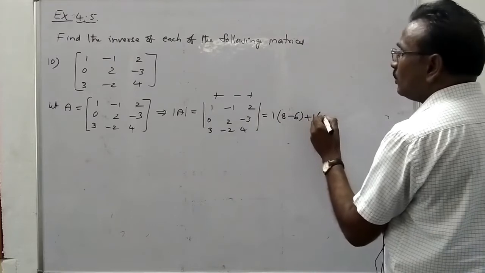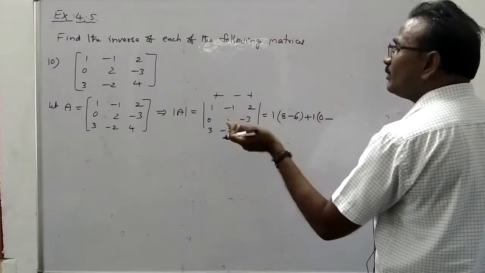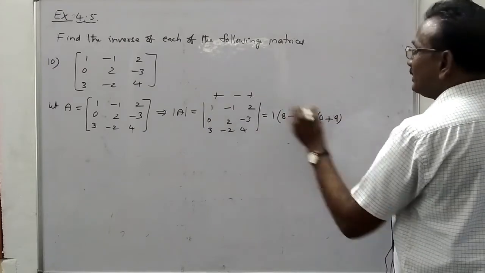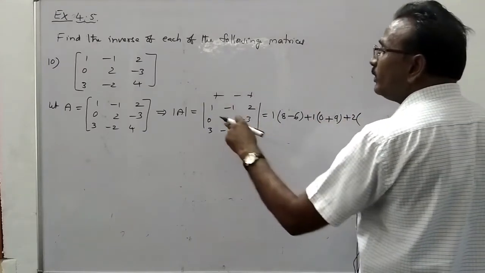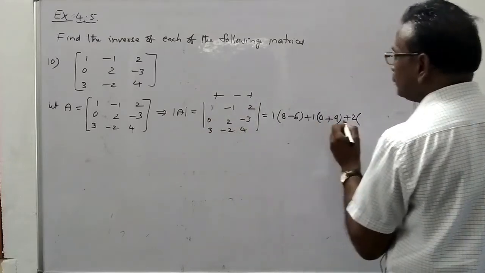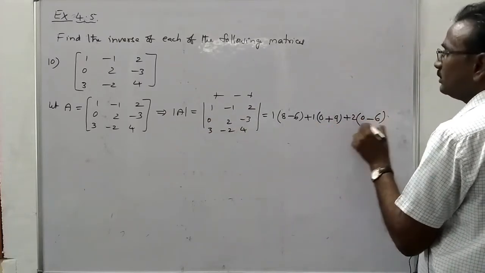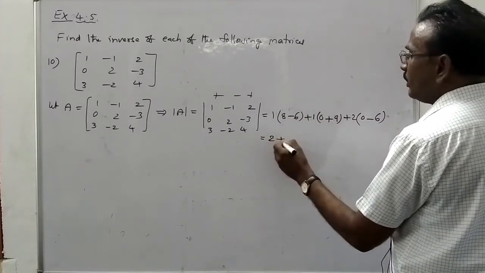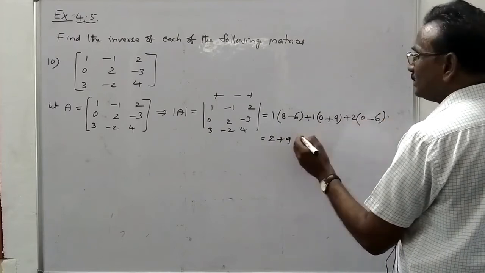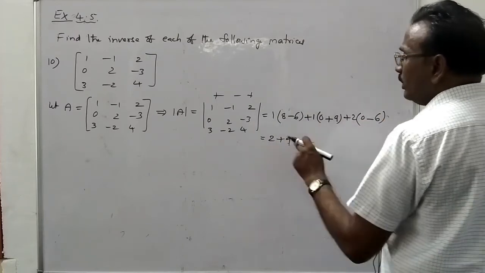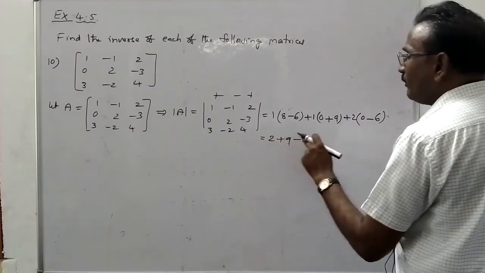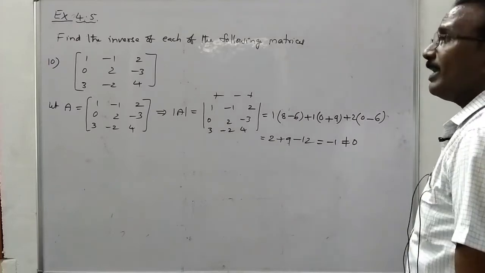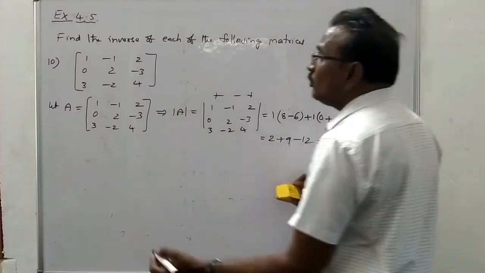So 8 minus 6. Minus of minus 1 plus 1 into, delete first row and second column: 0 into 4 is 0 minus 3 into minus 3 is minus 9. Minus of minus 9 is plus 9. And next plus 2 into, delete first row and third column, determinant of these 4 elements: 0 into minus 2 is 0 minus 3 2s are 6. So that is 1 into 2 is 2 plus 1 into 9 is 9 plus 2 into minus 6 is minus 12. 9 plus 2 is 11, 11 minus 12 is equal to minus 1. Minus 1 is not equal to 0. Therefore, A inverse exists.